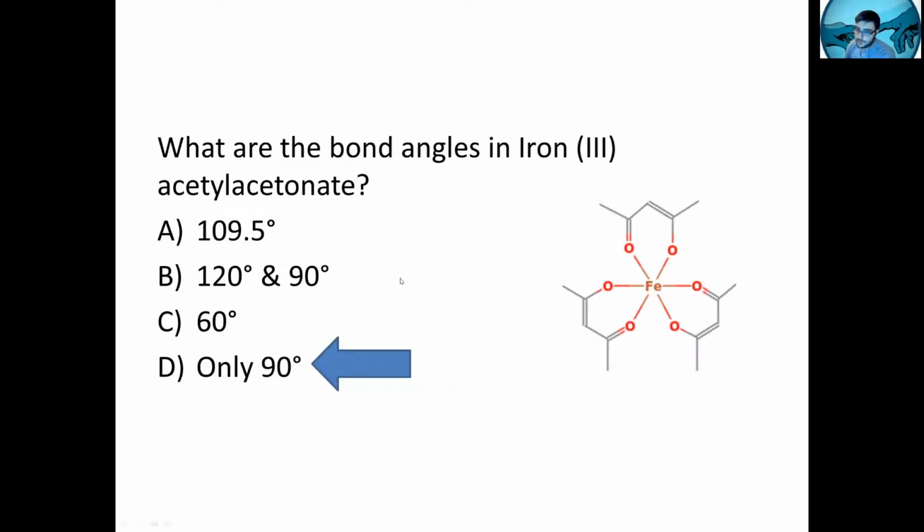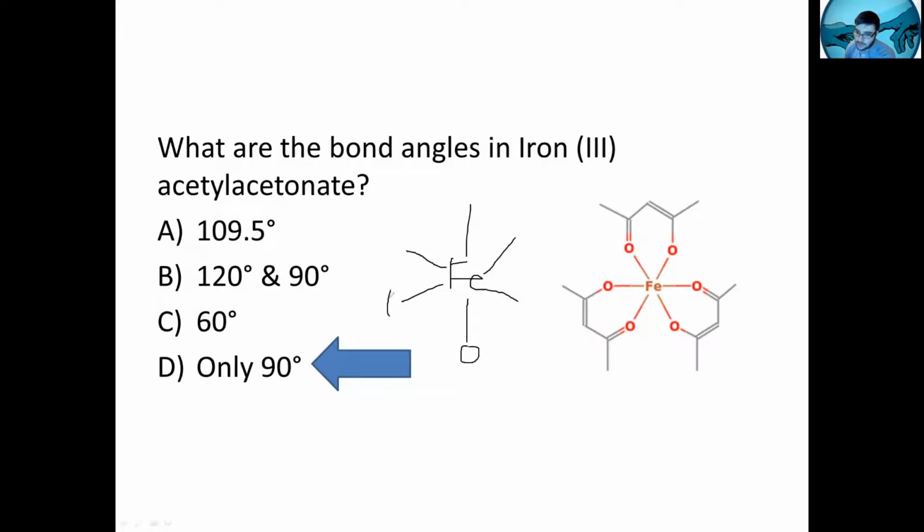So the correct answer is only 90, and let's talk about why that is. As you can see here, iron has 1, 2, 3, 4, 5, 6 bonds to this oxygen. Therefore, we can just draw it in 3D structure. You can skip the Lewis dot structure because it's already shown here that it has 6 bonds. So essentially, it's kind of like a Lewis dot structure. And remember, 6 bonds looks like this.